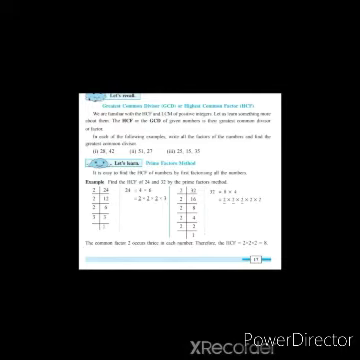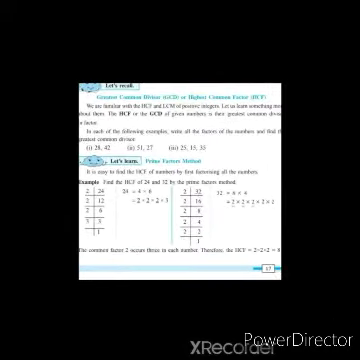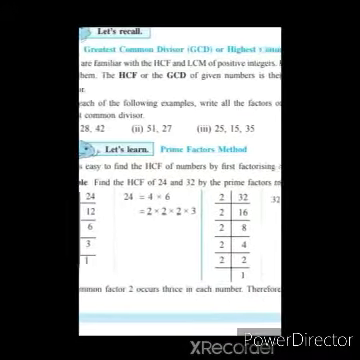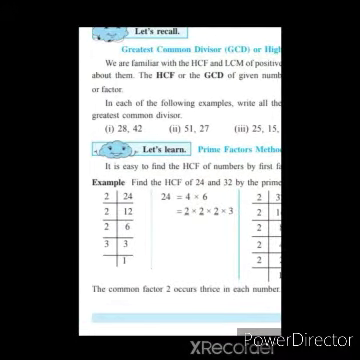Let us see lesson number 3, HCF and LCM. In previous video, we have seen practice set 11. Now let us see next point, greatest common divisor or highest common factor. Greatest common divisor means GCD, or highest common factor means HCF. The HCF or the GCD of given numbers is their greatest common divisor or factor.